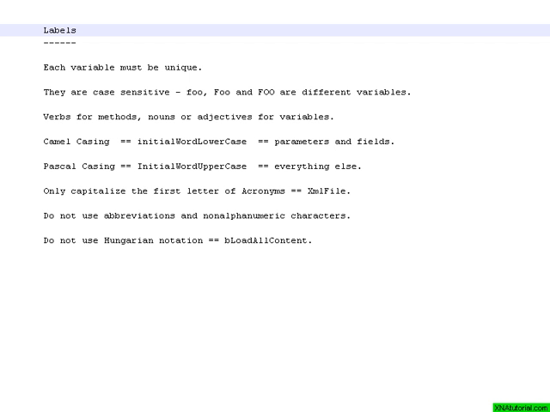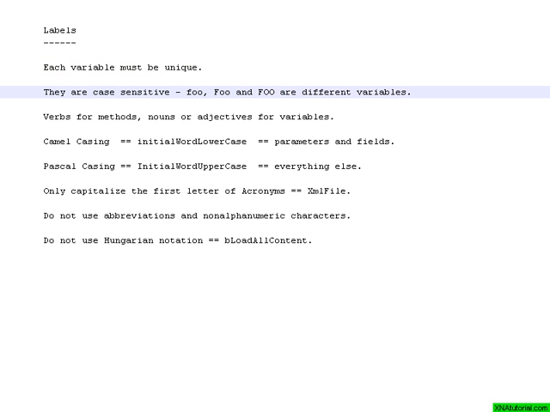Let's talk a little bit about naming your variables. First thing you need to know is that each variable must be unique within its scope. If it has method scope, the variable will be deleted once the method finishes running, so the name must be unique within that method only.